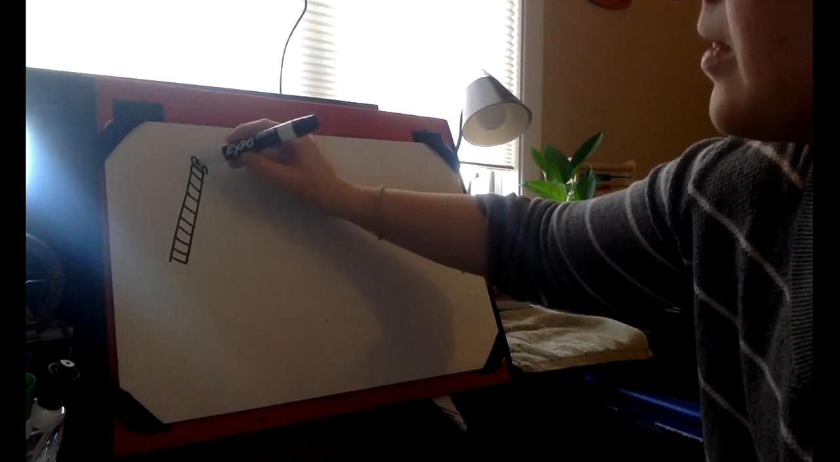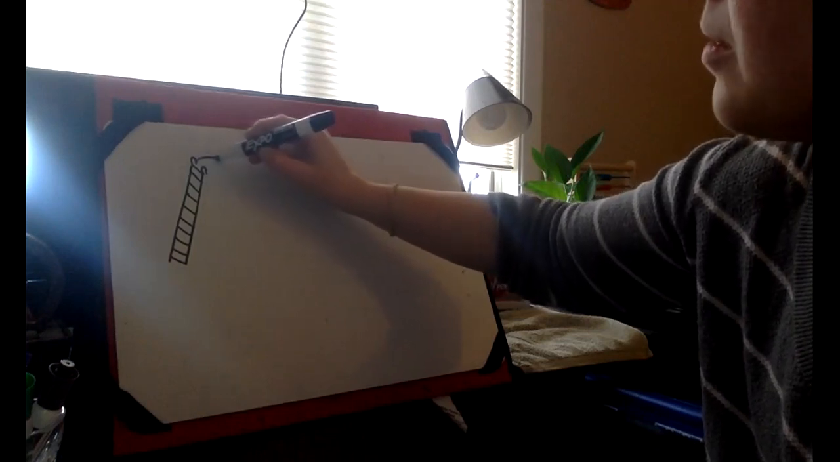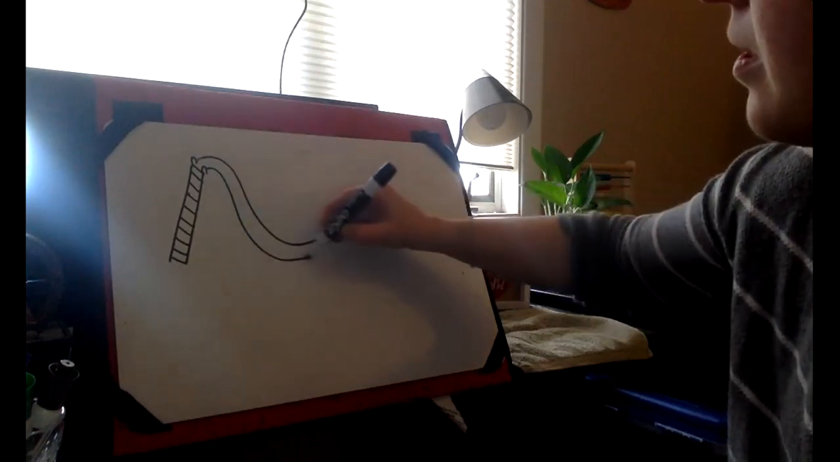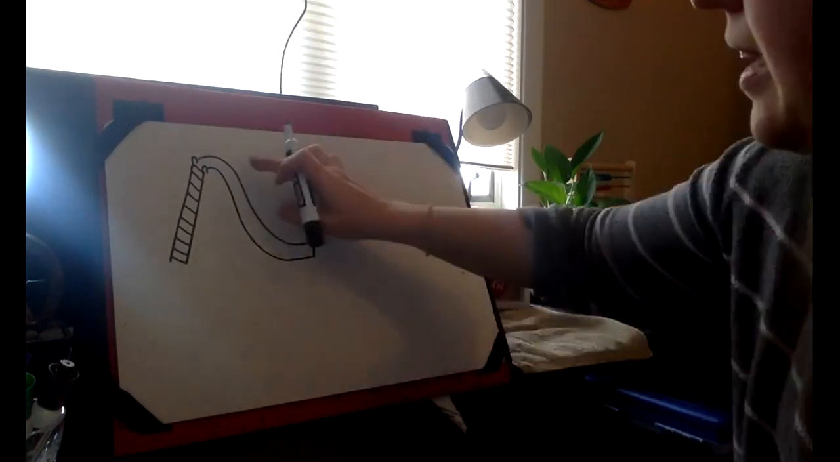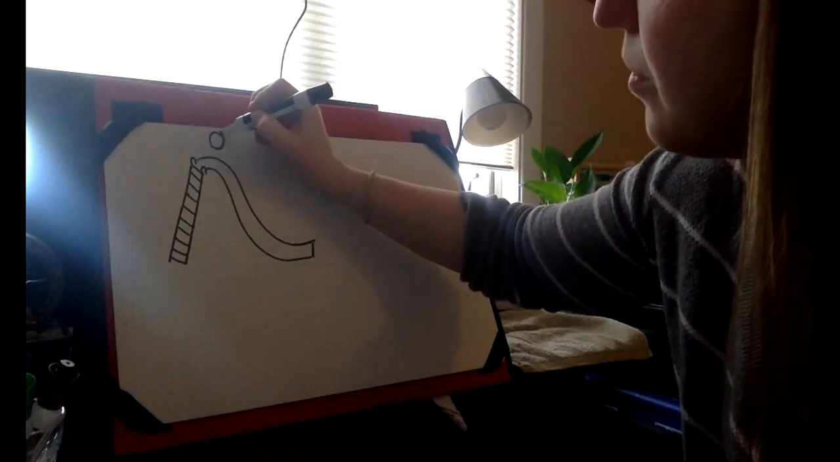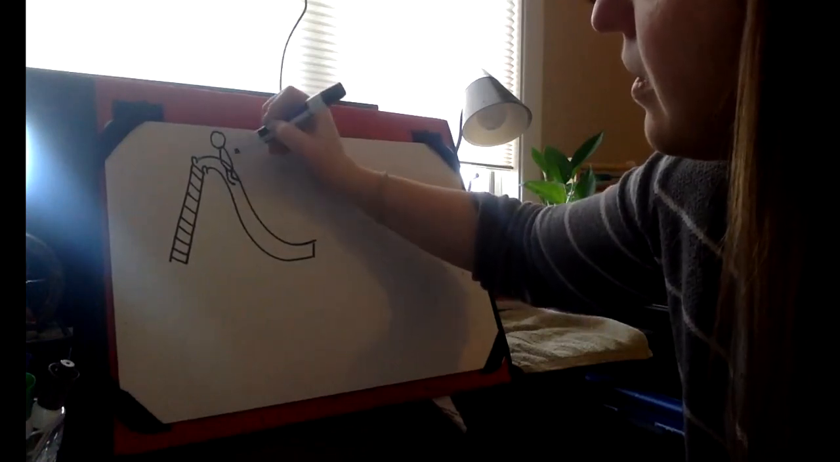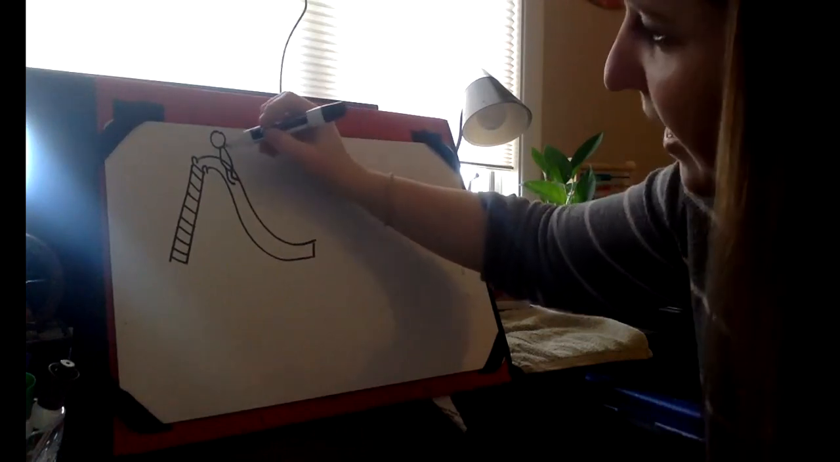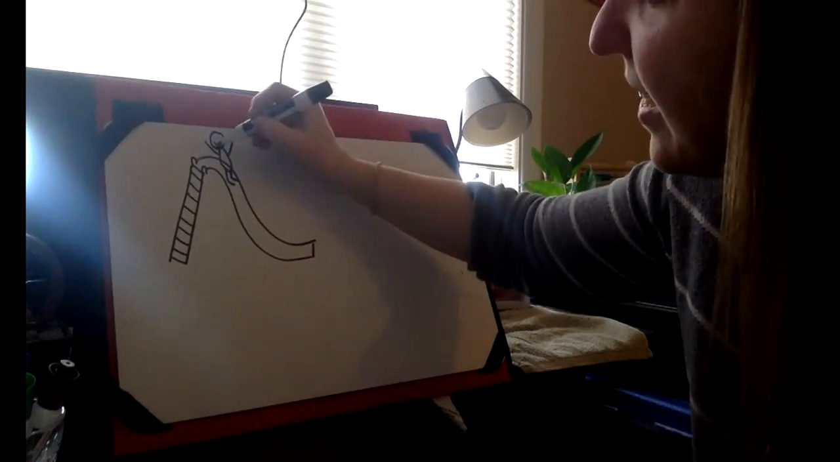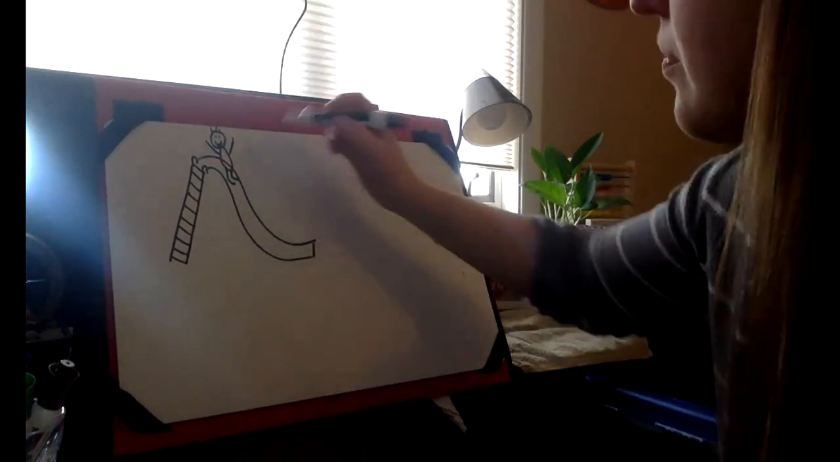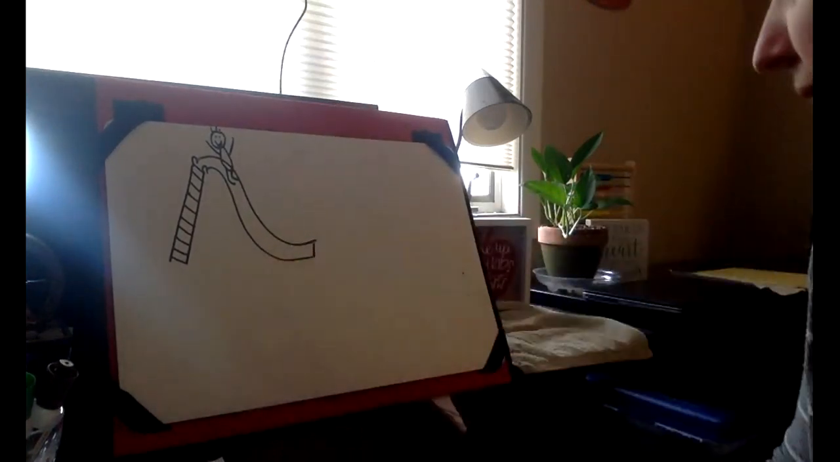There's the handlebars. You grab onto those and then whee, down the slide you go. That's a really big slide. I want to put a person going down with their arms in the air and their feet here. Feet first on the slide to be safe. Their arms are up. Whee! Look how much fun that is. There they go. All right, so we've got our slide.